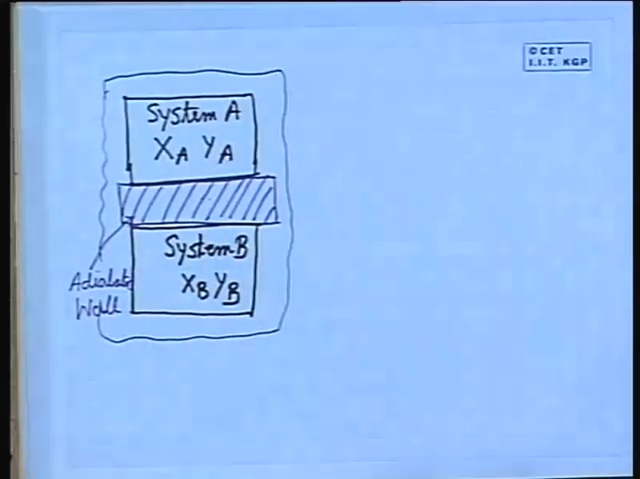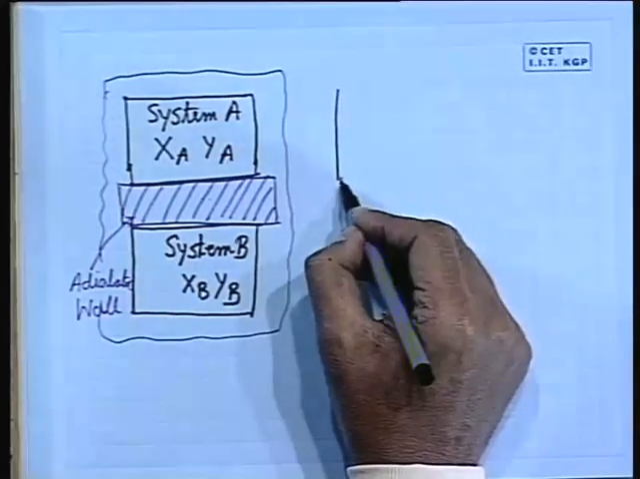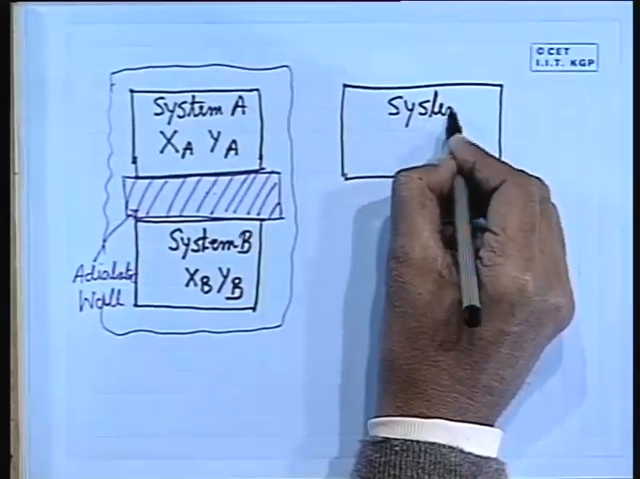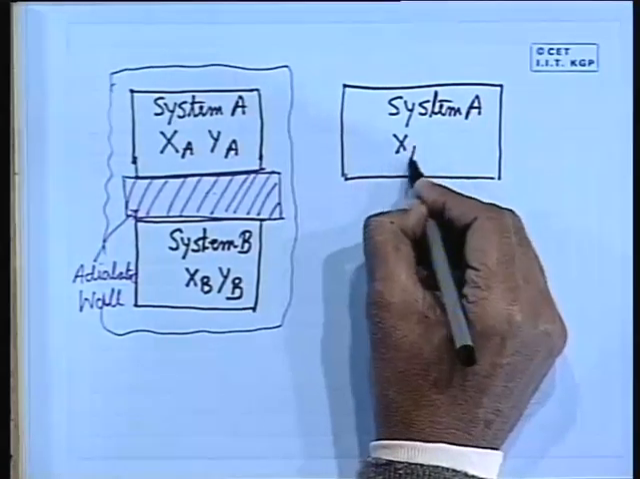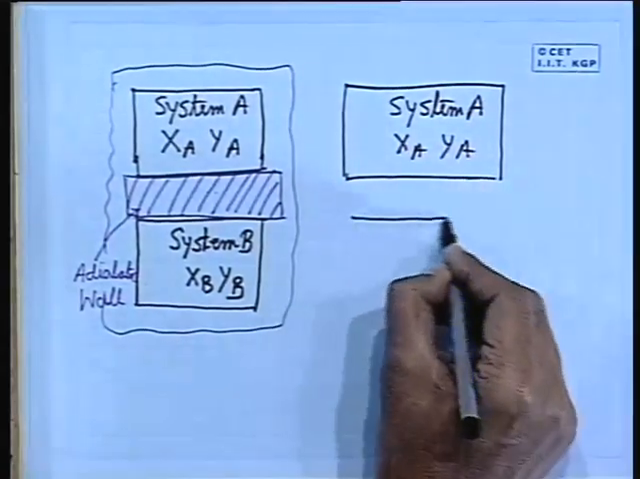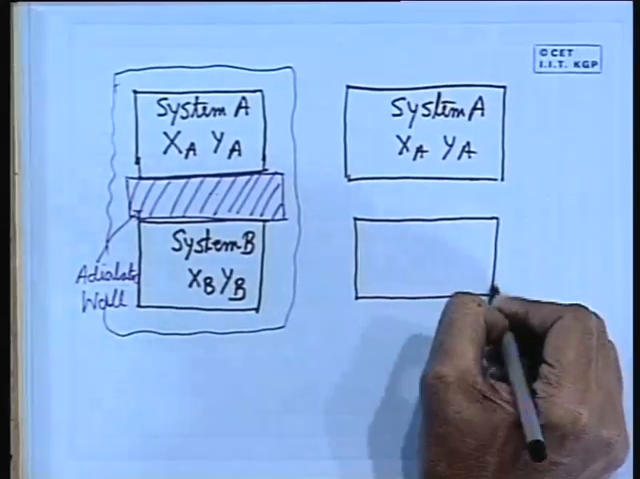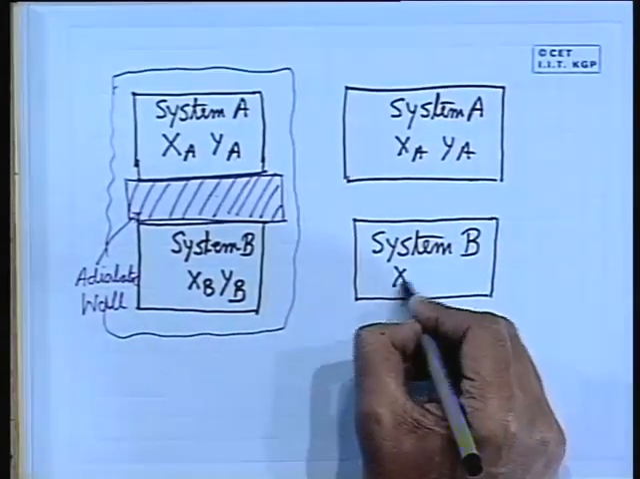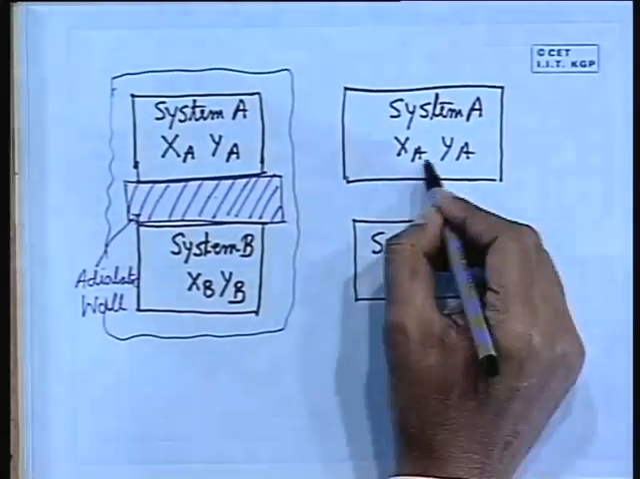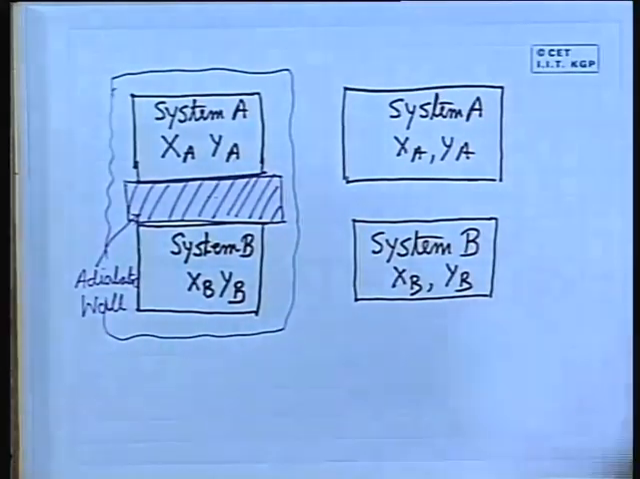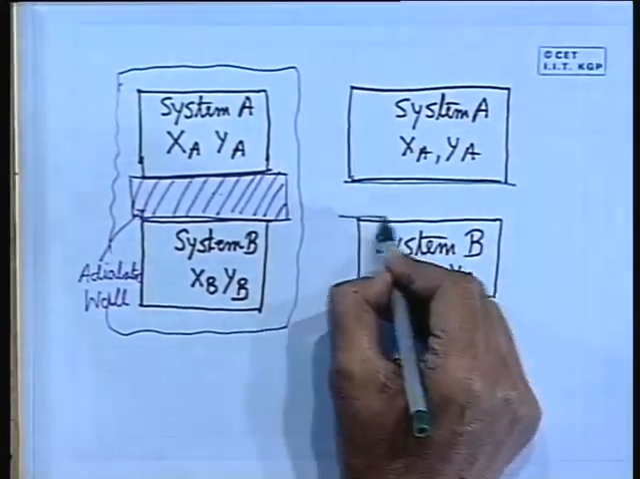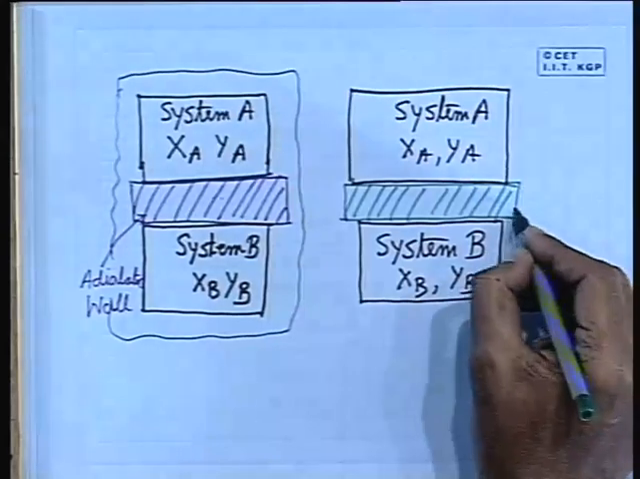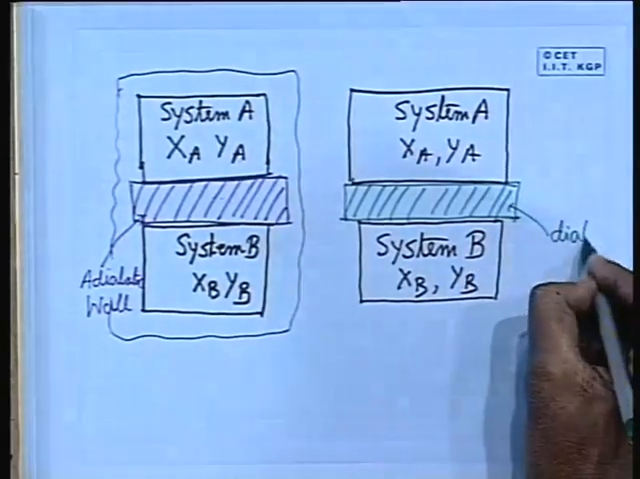Now if the same two systems, system A with the same XA, YA and system B with XB, YB, they are available and they are now separated by a metallic wall which are good conductor of heat, for example. That is known as diathermic wall.